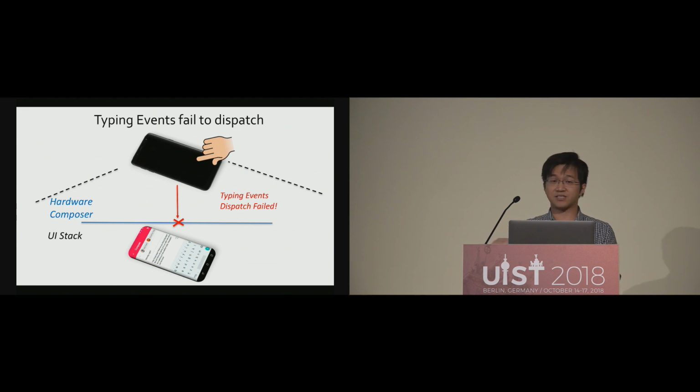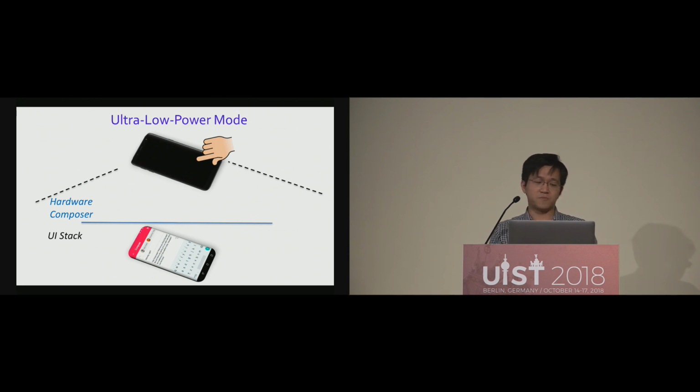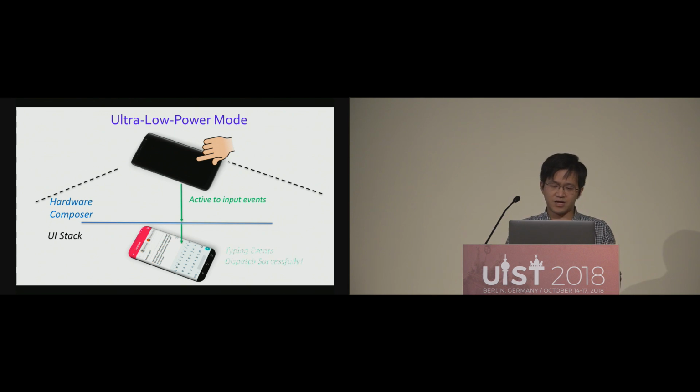As long as it detects the screen being turned off, it blocks everything so that nothing happens. So what we do is modify the hardware composer to make it active to input events regardless of the screen status, whether it is on or off. It lets them go through, and the typing event is dispatched successfully.